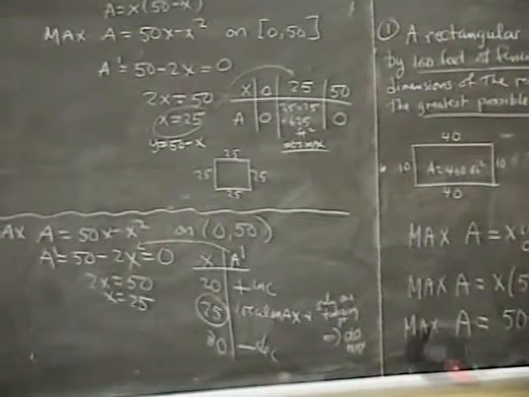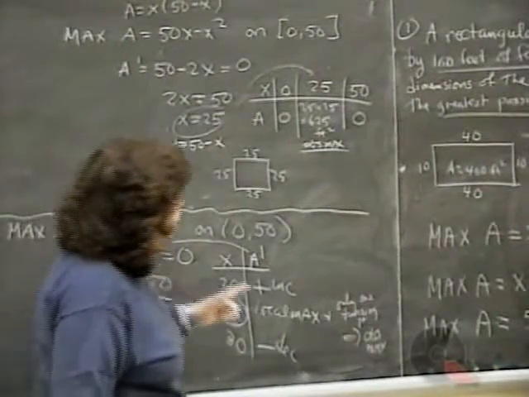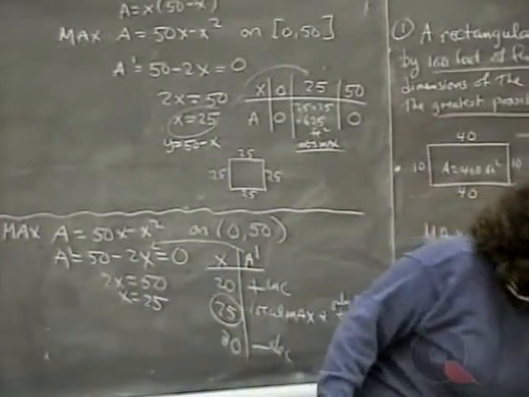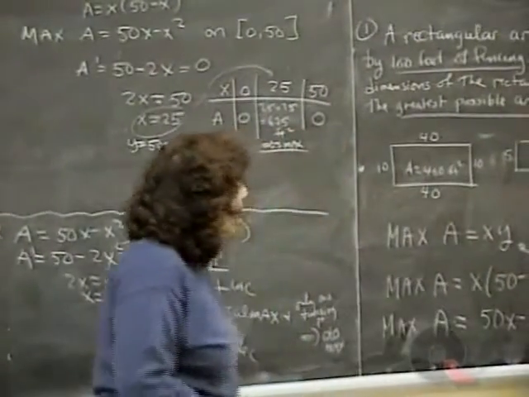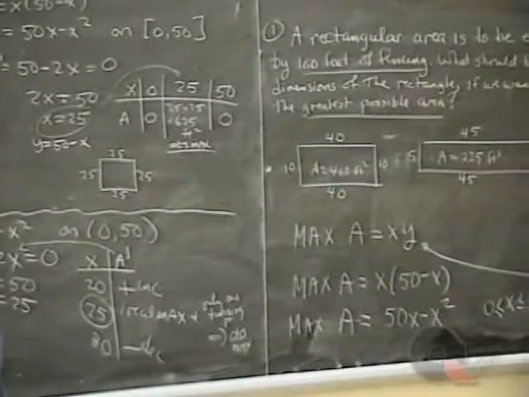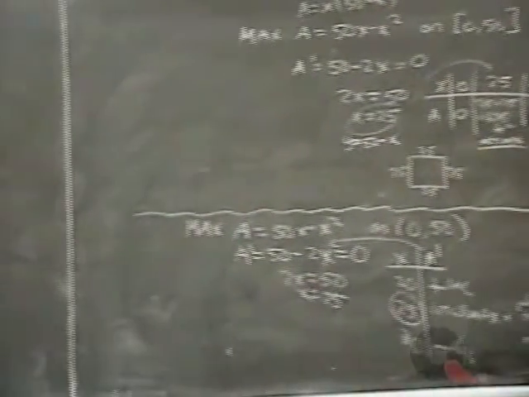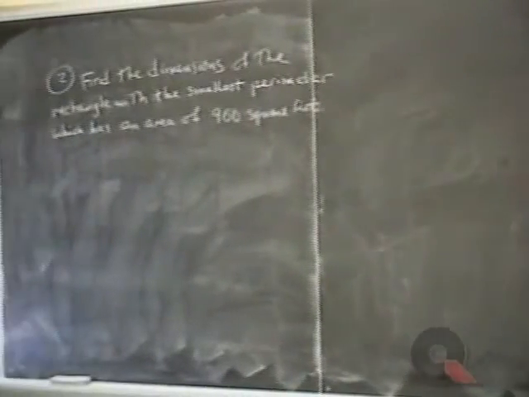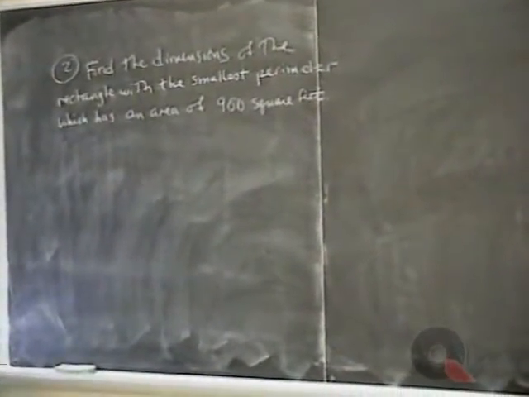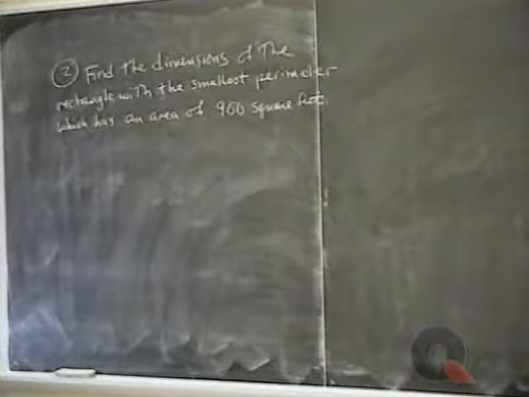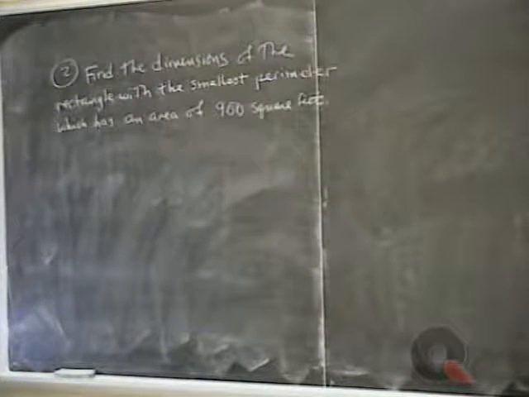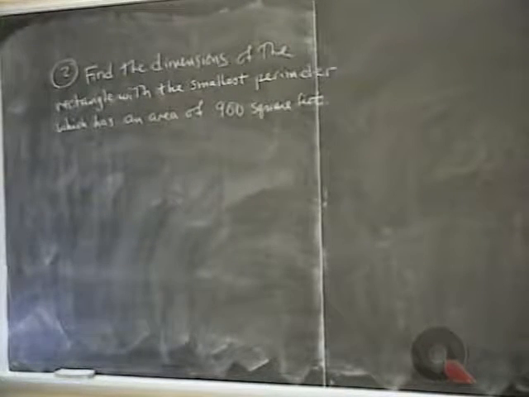Now, I'd like to consider a related problem. In this problem, we had a fixed perimeter, and we wanted to maximize the area. Now, a very related problem is the problem that I've written up here. Find the dimensions of the rectangle with the smallest perimeter, which has an area of 900 square feet. In the last example, our perimeter was fixed, and we wanted to maximize the area. We had a certain amount of fencing. What's the biggest rectangle we can make?